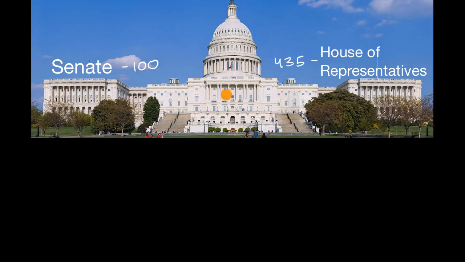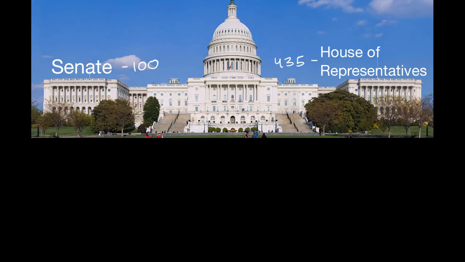And if you're looking at the U.S. Capitol building from the lawn, you can assume that the Washington Monument is behind you in this picture right over here. The Senate chamber is on the left side, just like that, and the House of Representatives is on the right side. But what does a bill actually look like?